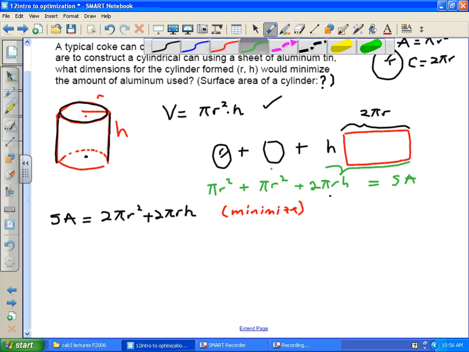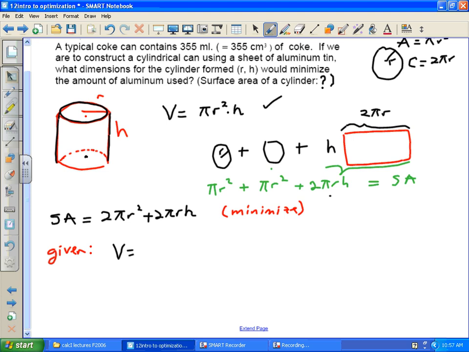Okay, but what extra stuff do we know? We know that the volume of this container is how much? Volume equals 355 centimeters cubed. So volume, which equals, we just refreshed our memory about that, pi r squared h, that should be equal to what? 355. Okay. So I'm going to give you some time in your groups to work on this, but what will you do next? Just tell me in words, please.